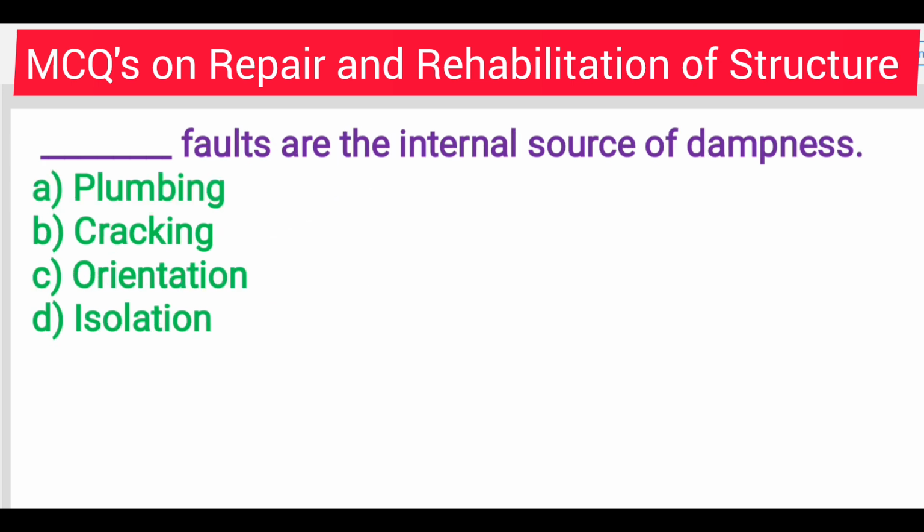Next question, dash faults are internal source of dampness. Option A, plumbing. Option B, cracking. Option C, orientation. Option D, isolation. So the correct answer is option A, plumbing.